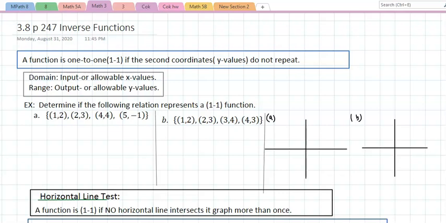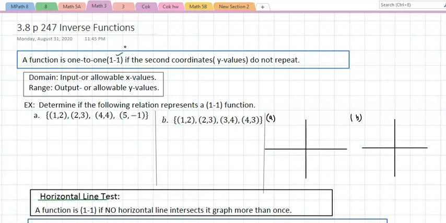Section 3.8 is on page 247, talks about inverse functions. We start off by defining what a one-to-one function is. So we're reading what's in the blue. A function is one-to-one, and we write 1-1 instead of writing the whole three words.